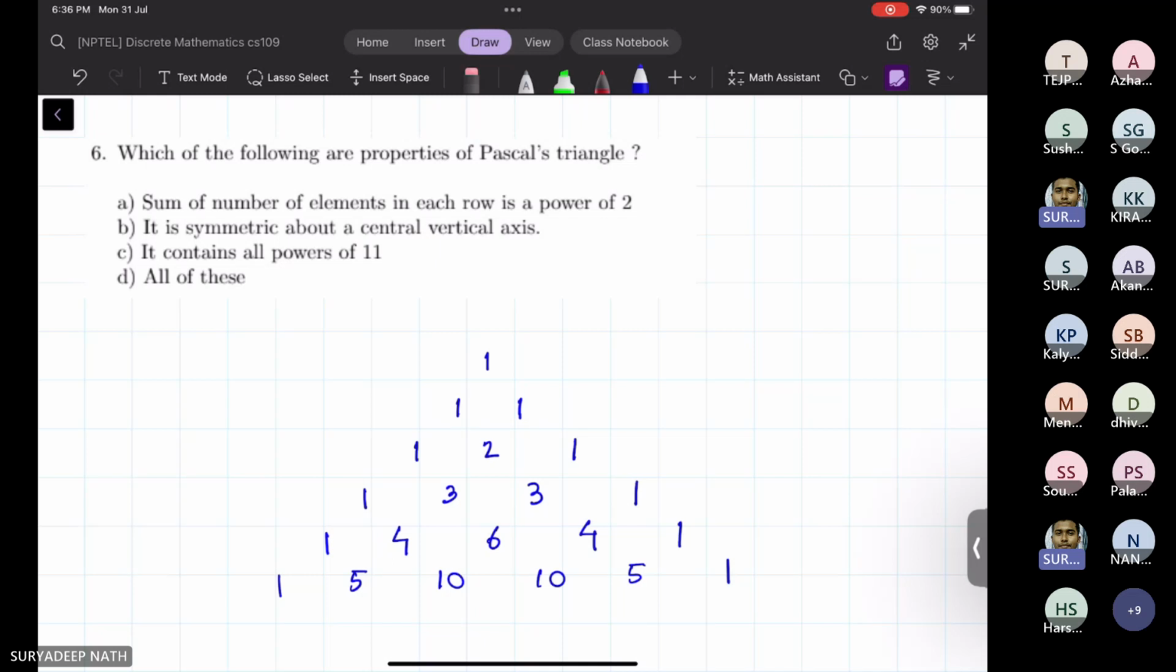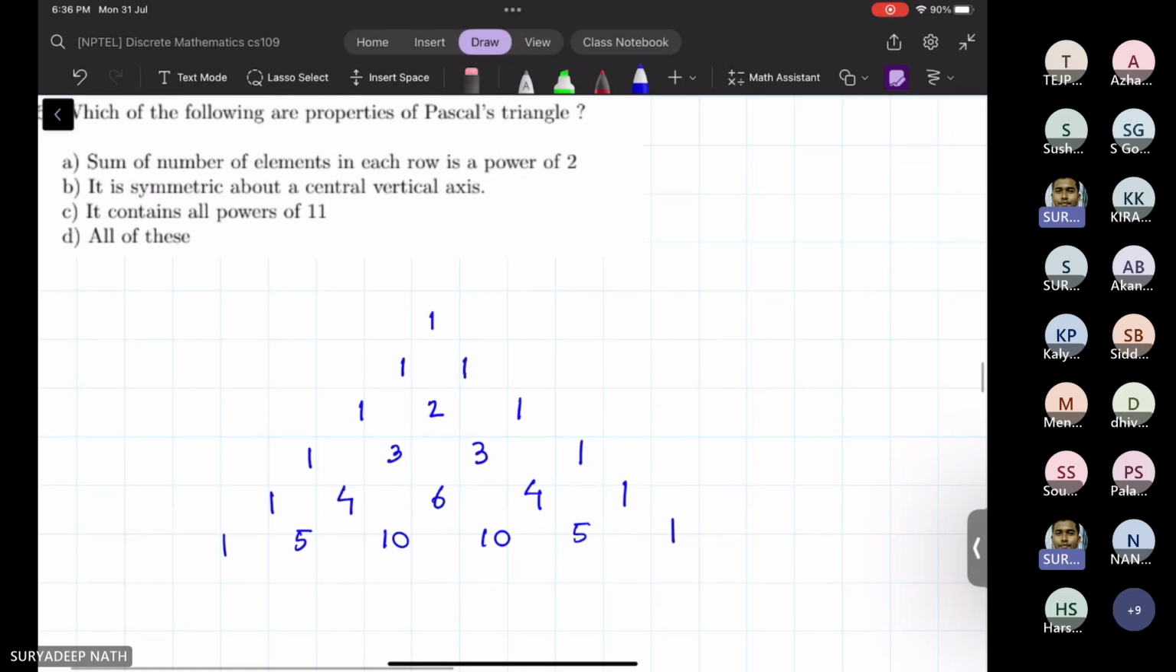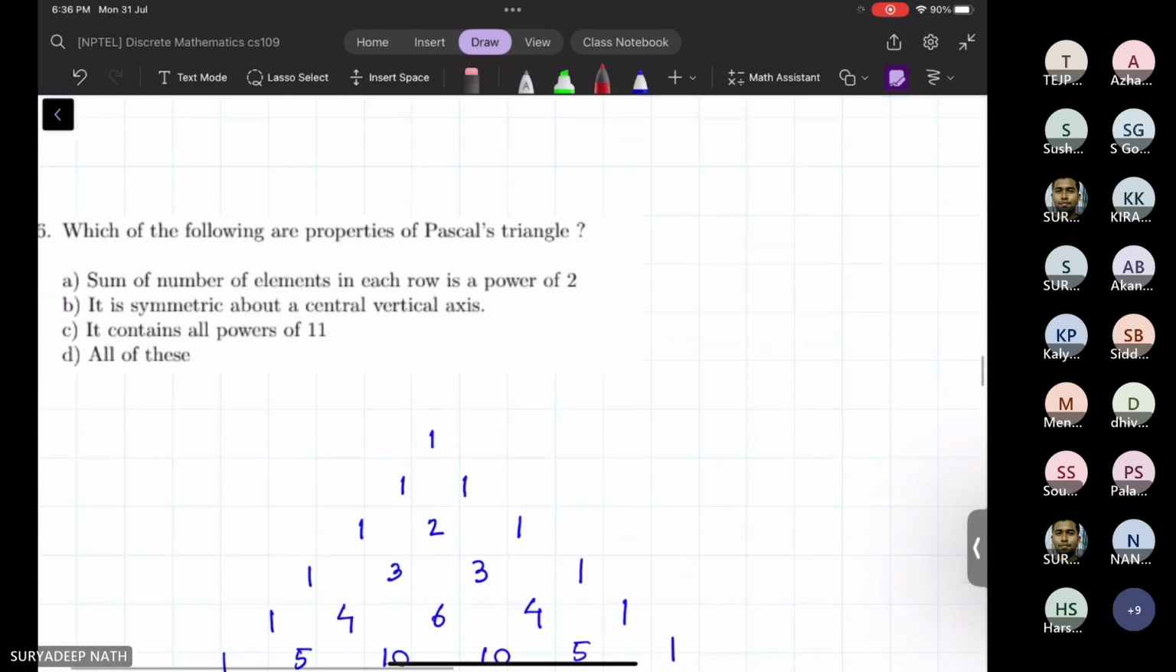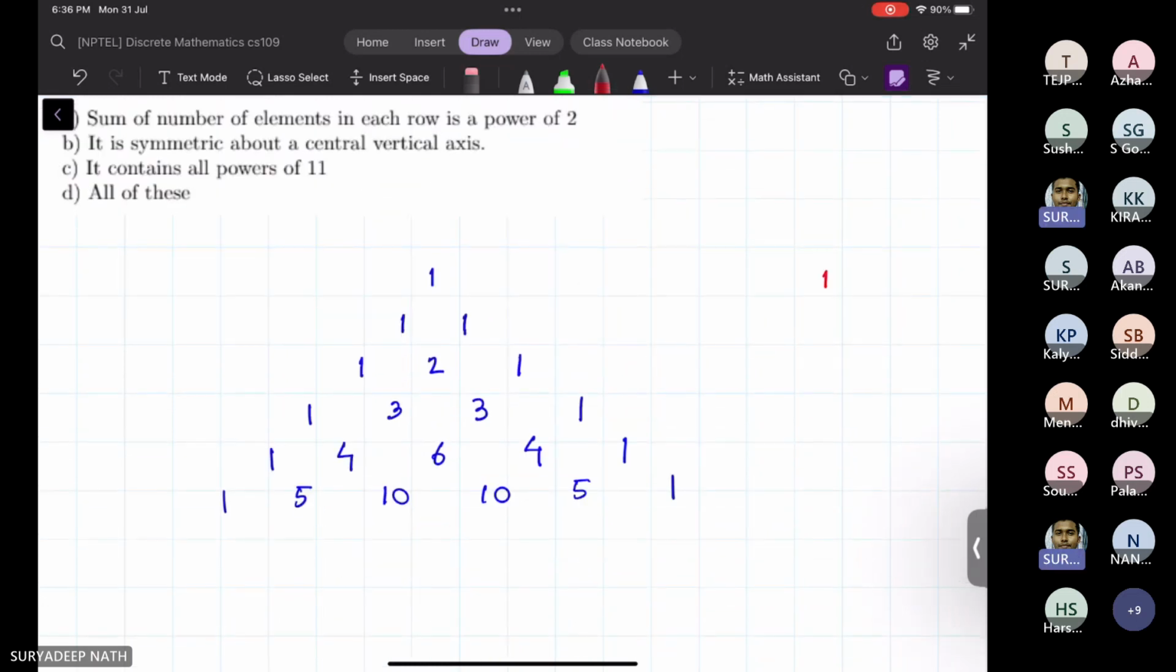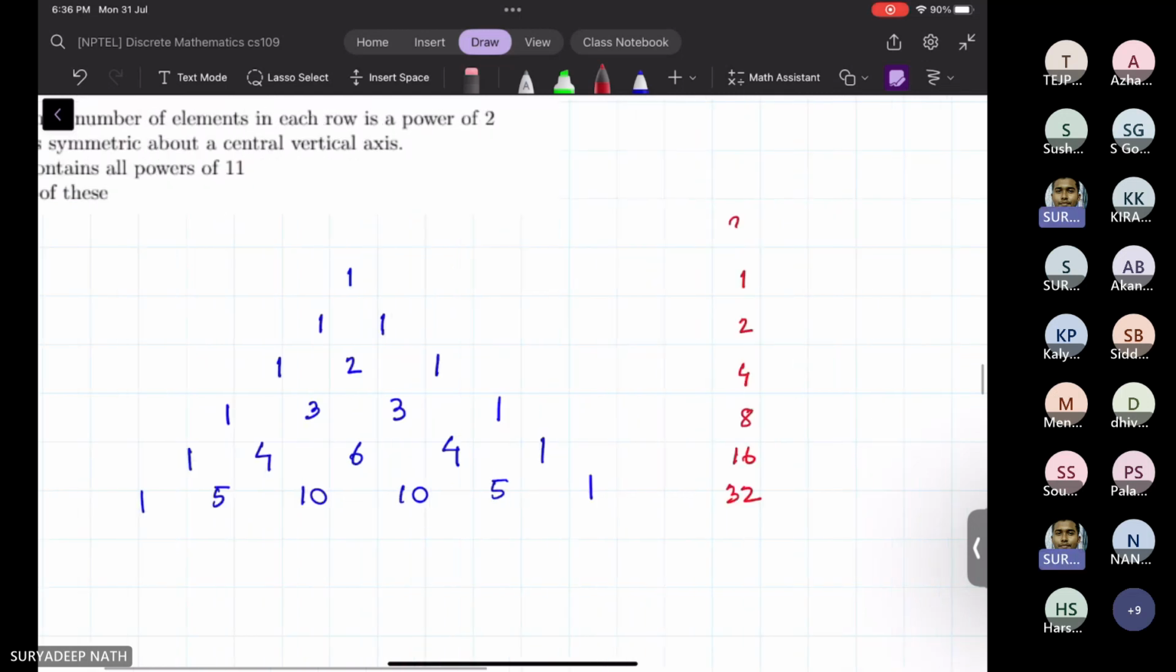So let us consider up till this much. So you have these four options. The sum of the elements in each row is a power of 2. So if you sum them up, it comes to 1, 2, 4, 8, 16, 32. This is the sum.